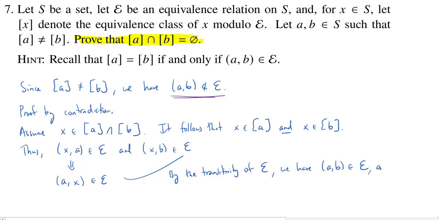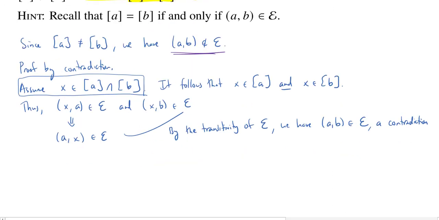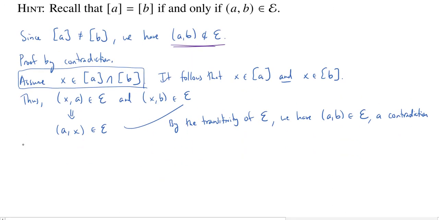Okay, so this is a contradiction. Where did that contradiction come from? It came from our assumption that we had some element that lied in the intersection. Therefore, that assumption must be false. Thus, the intersection of the class of A and the class of B must be empty. And that completes the proof.